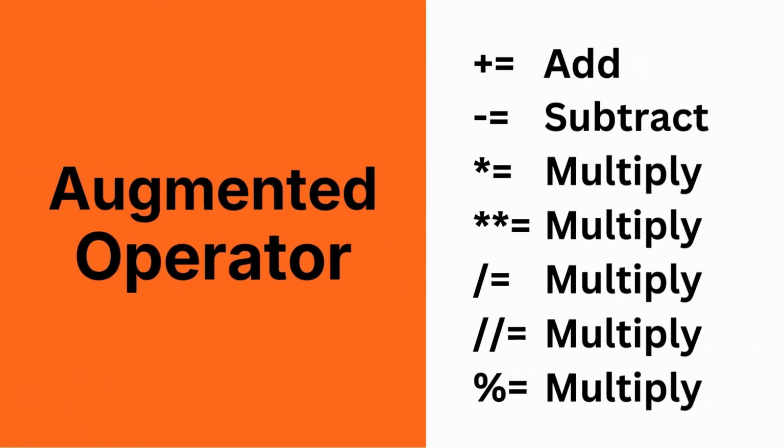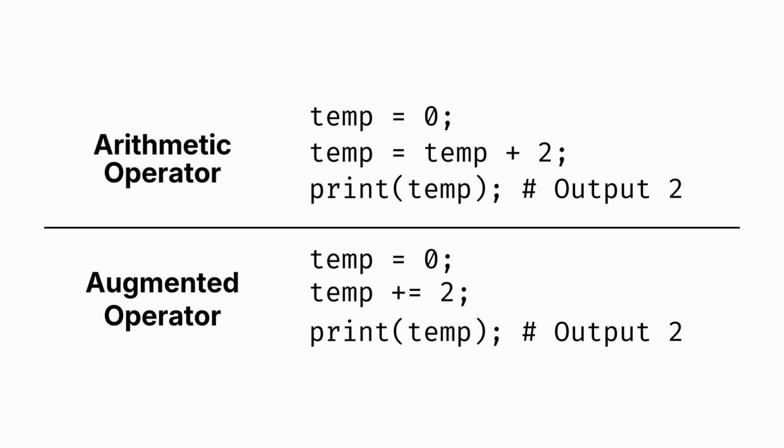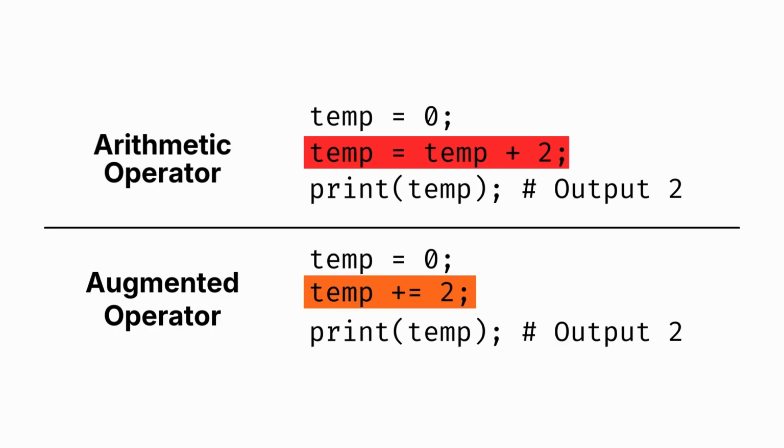Augmented operators are for assigning values to variables and updating them. The augmented operators have a similar function to the arithmetic operators mentioned in the last section. Let's take addition as an example. Here, we're trying to add a value of 2 into the variable temp. We can see that by using the arithmetic operator only, we need to call temp itself inside the line of code, while using the augmented operator, we do not need to.